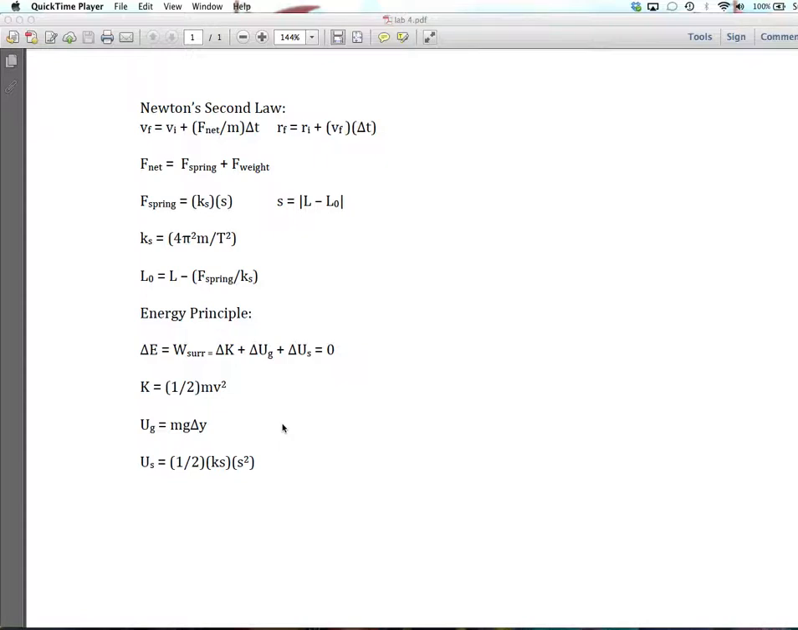This is the kinetic energy equation. This is the equation for the potential energy due to gravity, which in this case was chosen in this form because the system is close to the Earth. And this is the spring potential energy equation. Because the system chosen has no surroundings, the total change in energy is 0 because there's nothing acting on the system.